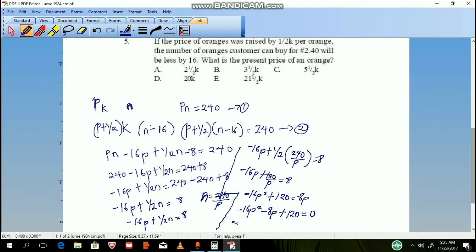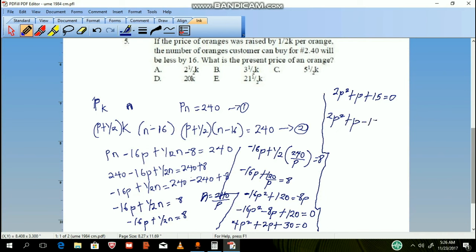That would be 4P squared plus 2P plus 30 equal to 0. That means I could still simplify further. If I divide all through by 2, I'll have 2P squared plus P plus 15 equal to 0. And oh, there's a mistake somewhere around there. When I divided all through by negative 4, this plus sign will change. So that means I'm meant to have 2P squared plus P minus 15 equal to 0.